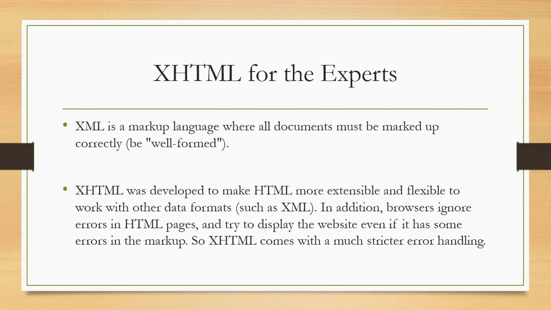So why is XHTML used by the experts? It is because it is well formed. When you produce a website in HTML, you might have errors. The browsers tend to ignore these errors and just present the website in the way that it is assumed you want it to look. XHTML does not have these error handling capabilities. It is much stricter. The code must be accurate in order for it to work efficiently.